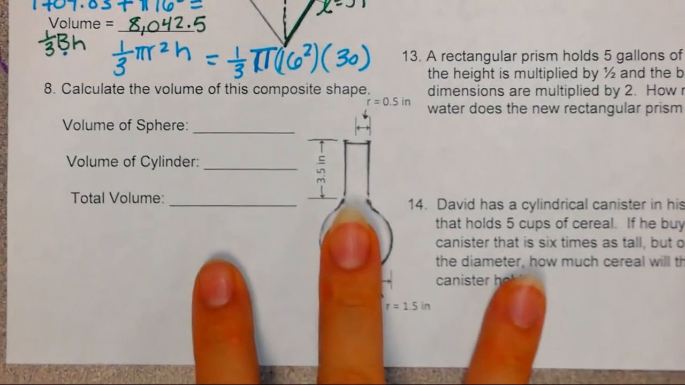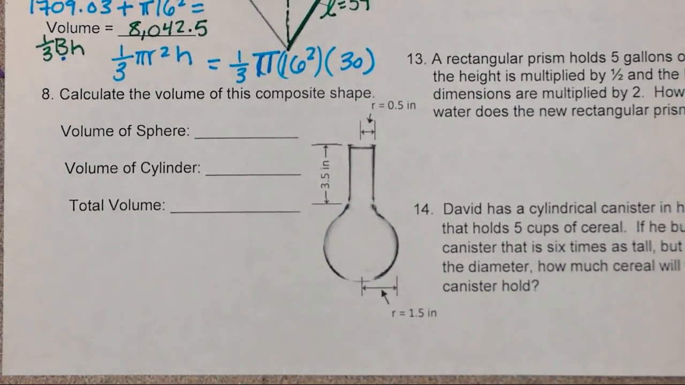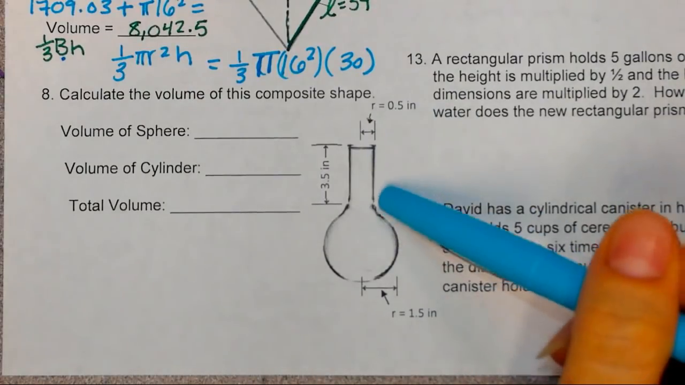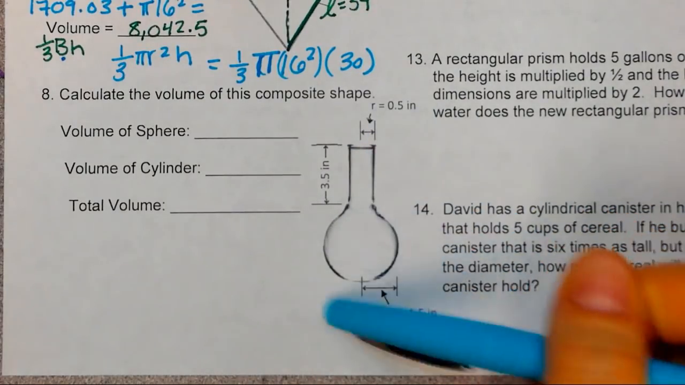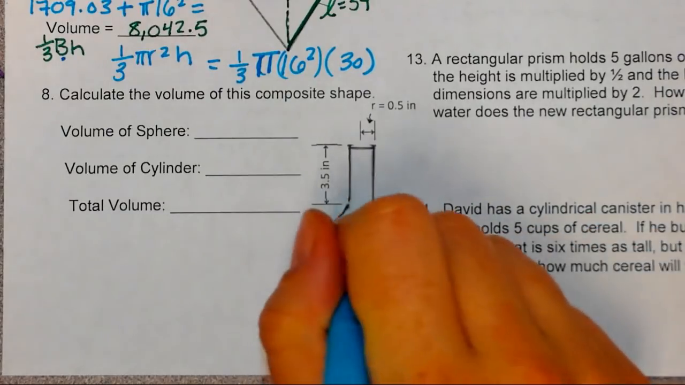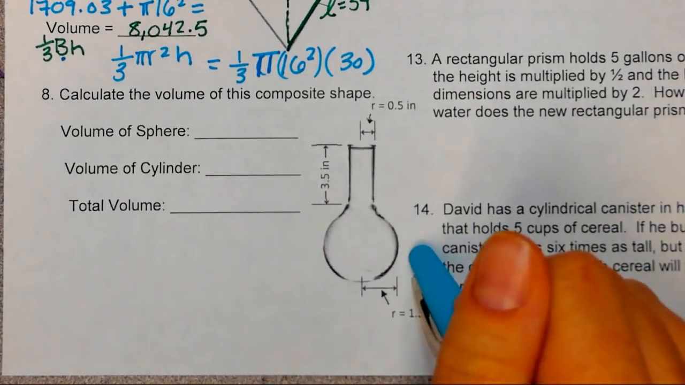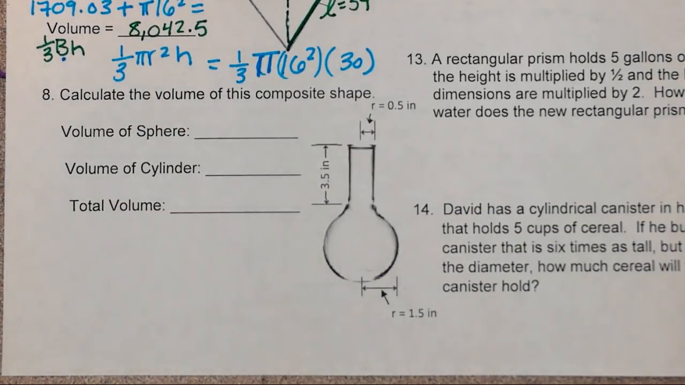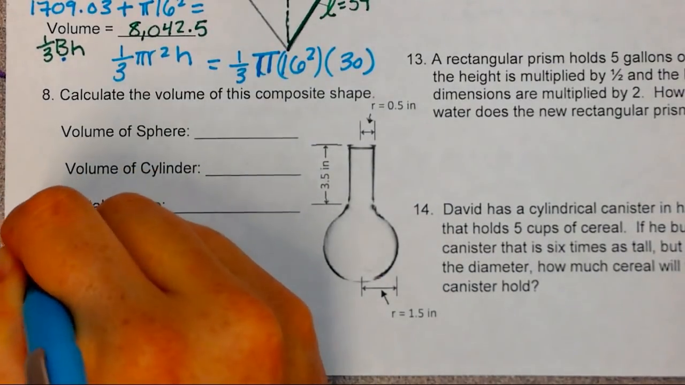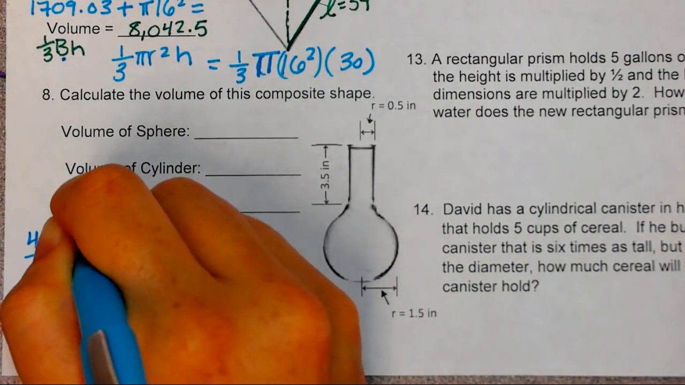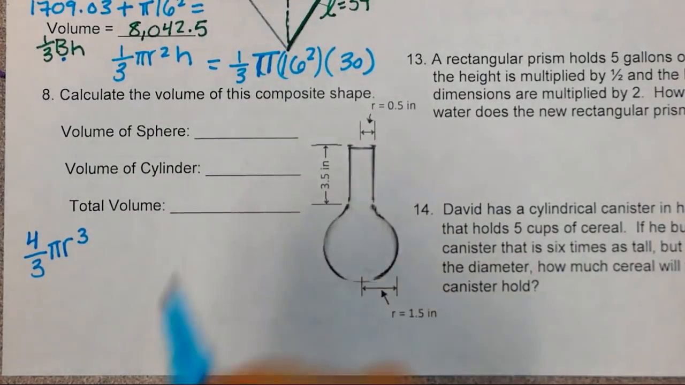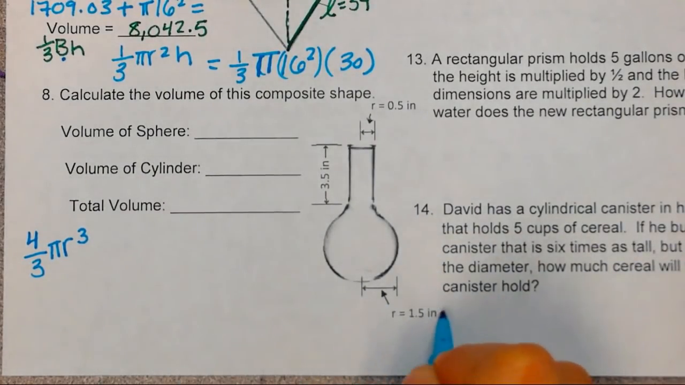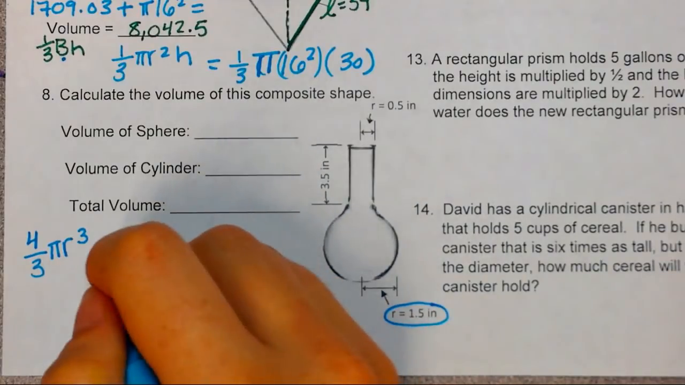All right, number 8 is asking for the volume of the composite shape. So this shape is a cylinder on top of a sphere. So we're going to need to find each volume and then add them, and that's why it broke it up like this over here. So for the sphere, your formula is 4/3 pi r cubed. So all we need to plug in is the radius for the sphere, which is 1.5.